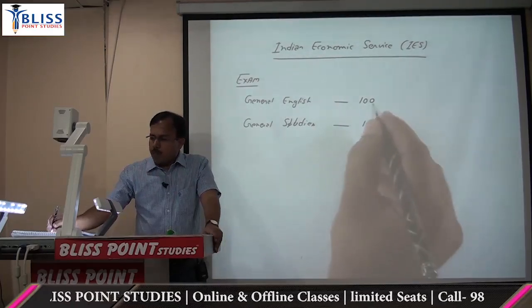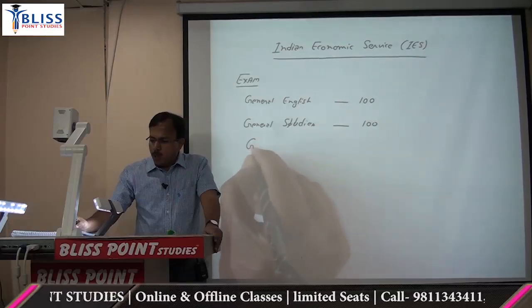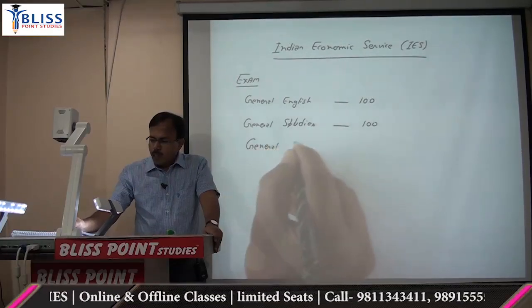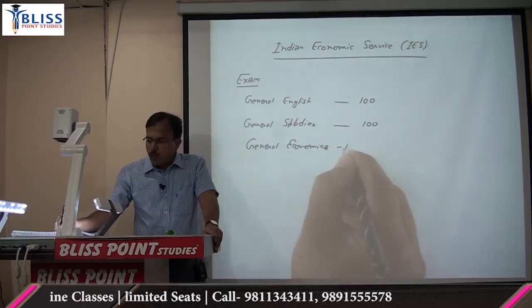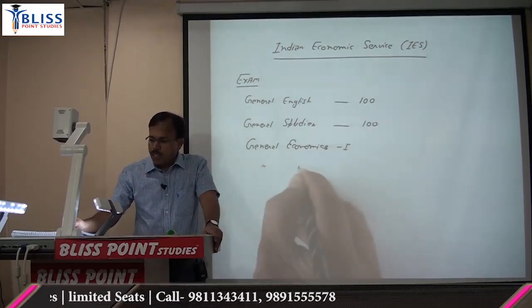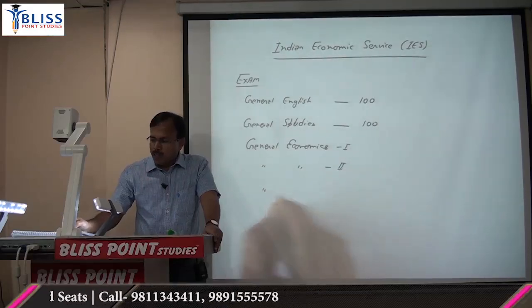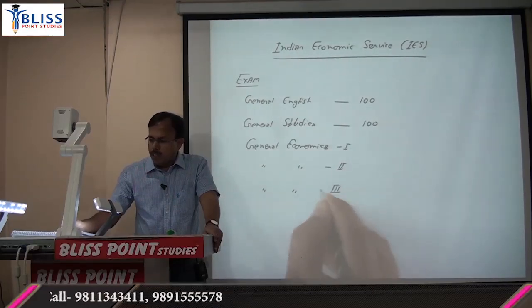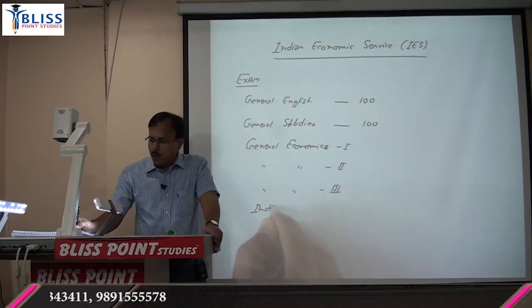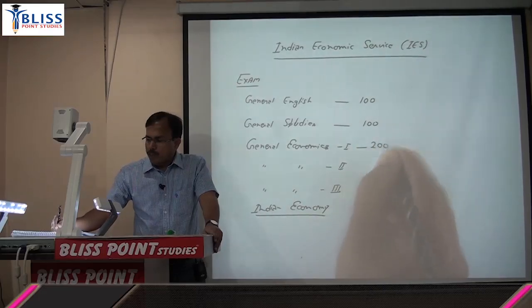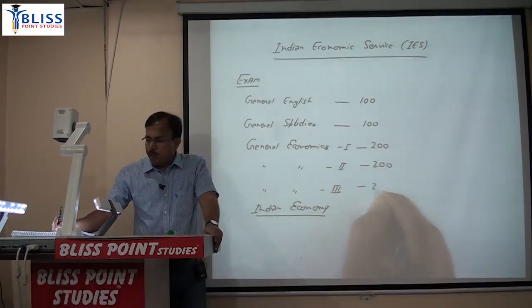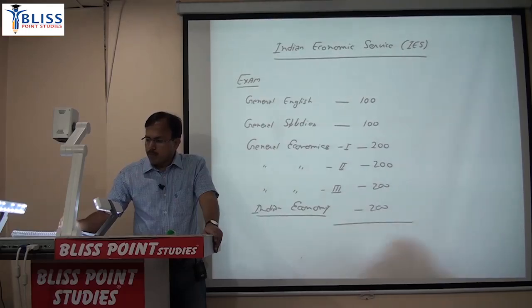Then apart from these two, the economics section will include general economics 1, then general economics 2nd, general economics 3rd, and Indian economics or Indian economy. Each will have a weightage of 200 marks. So this will be the total exam for 1000 marks.